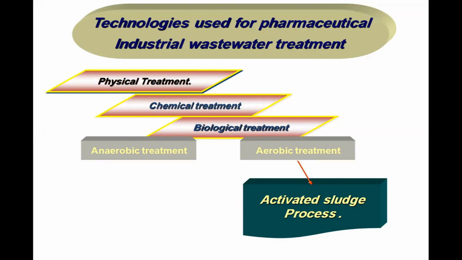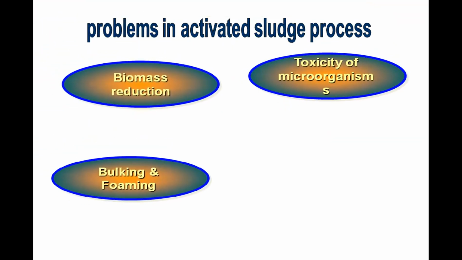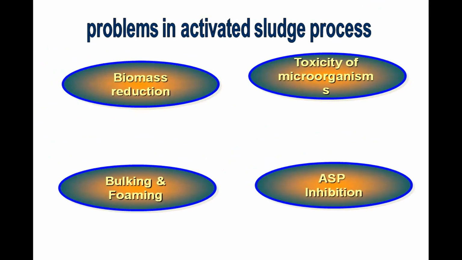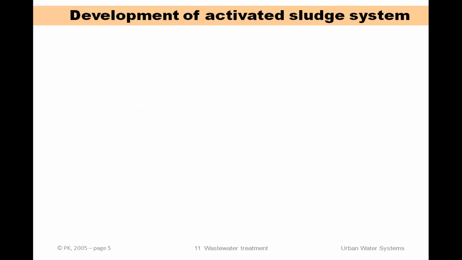For pharmaceutical industrial treatment, there are many treatment options: physical treatment, chemical treatment, biological treatment. The biological treatment is anaerobic and aerobic, especially with the activated sludge process. There are many problems in the activated sludge process, such as biomass reduction due to toxicity to microorganisms, which leads to bulking and foaming and activated sludge inhibition. Membrane bioreactor is a combination of biological treatment and membrane. This membrane is microfiltration and ultrafiltration.